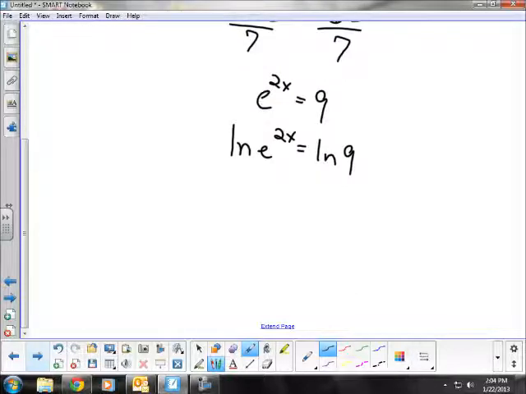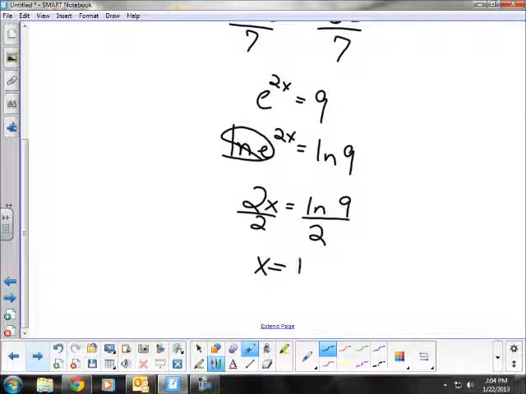But I don't necessarily have to this time, because what do I know about the ln and e? They cancel out, and this just becomes 2x is equal to the ln of 9. And then divide by the 2. So x is equal to whatever the ln of 9 divided by 2 gives you.